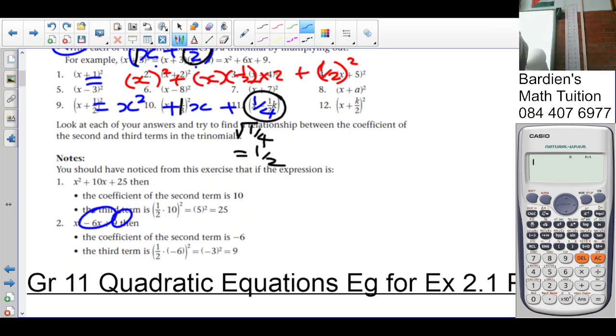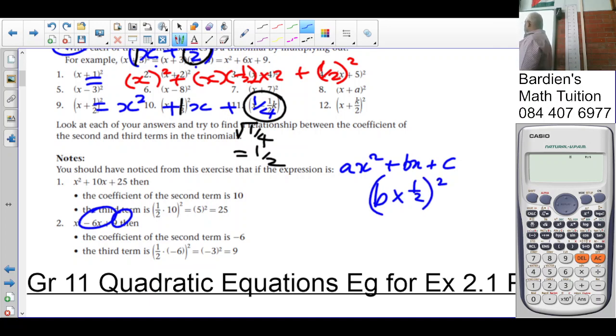In general, we've got ax squared plus bx plus c. What's your middle term here? B, right? So it's going to be b times a half, and it must be squared. That is how we work out our c. You guys understand? Any confusion? So what we're going to do quickly is the second column. We're going to write down the answers, and I'm going to recap this here and show you the relationship between those values before we move on to the next exercise. Okay, guys, know what to do?